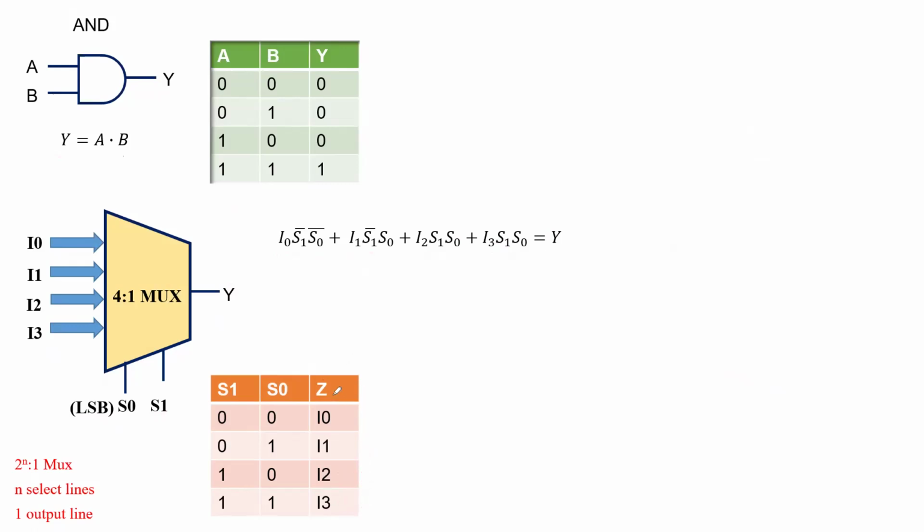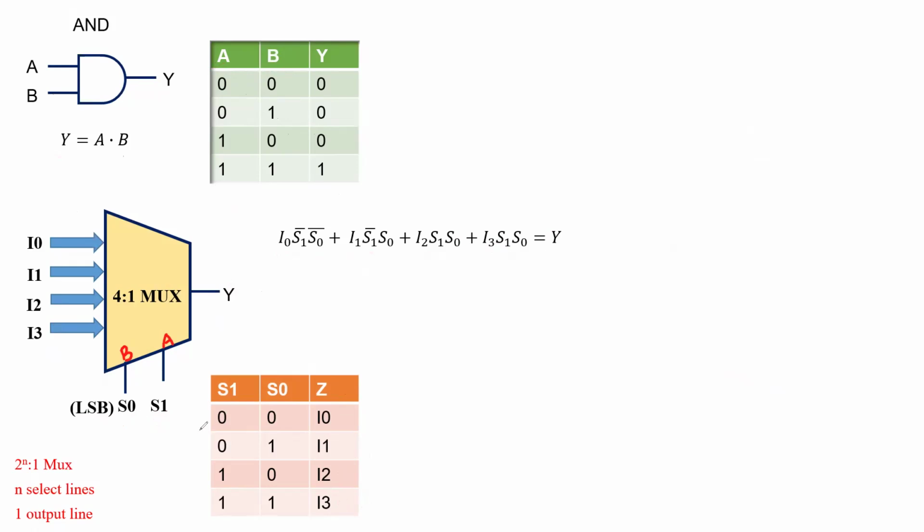Now we have to make sure that this 4 is to 1 mux will behave as a logic AND gate. So how do we do that? We know that here the inputs are A and B, and here the select inputs are S0 and S1. Let me write over here: this is A and this is B, which are the two inputs of the AND gate.